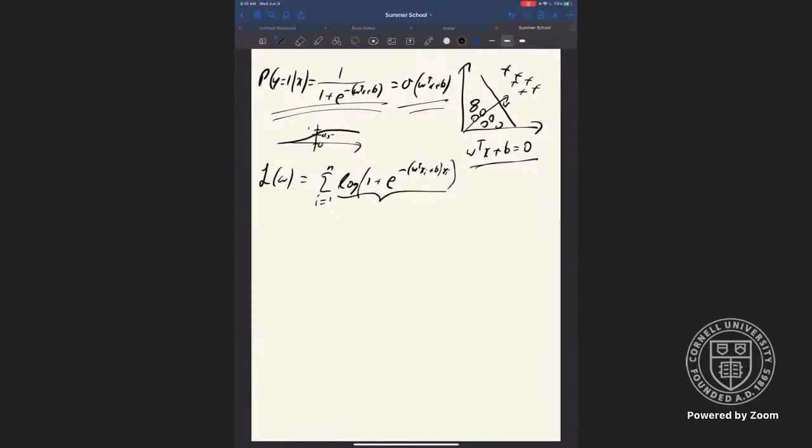And this here is the loss of the individual point. This is the loss, we can call this L of W transpose Xi plus b and yi. Okay, so this is our loss function. We're trying to minimize this function. And machine learning is always like this, essentially, right?